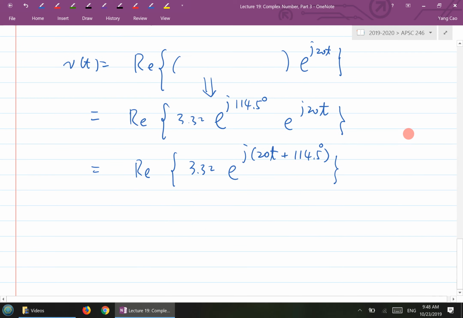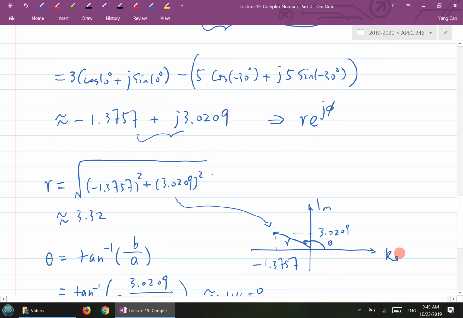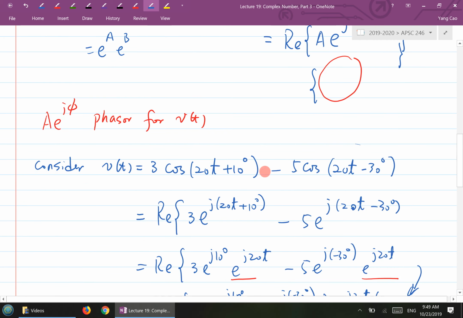So now altogether, what's the v of t? v of t is the real part of this complex number. So v of t should be 3.32 times cosine of 20t plus 114.5 degrees. Now you get the result. Basically, you have successfully obtained the addition of these two sinusoidal signals.